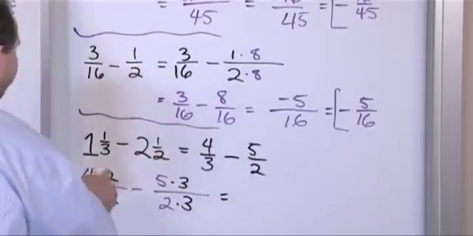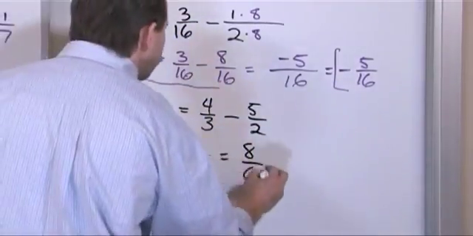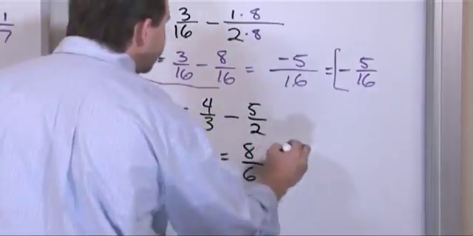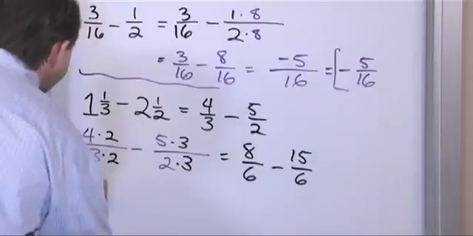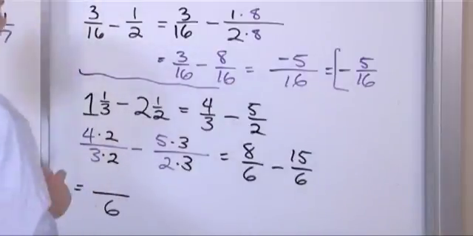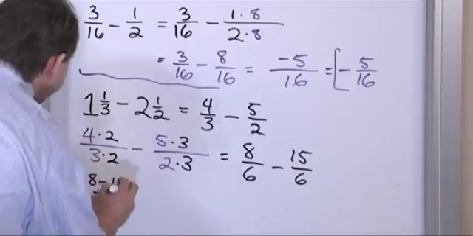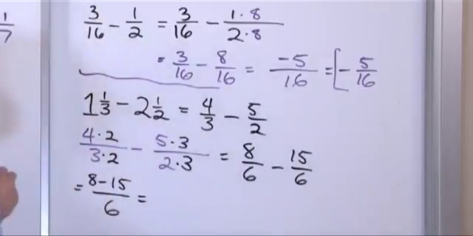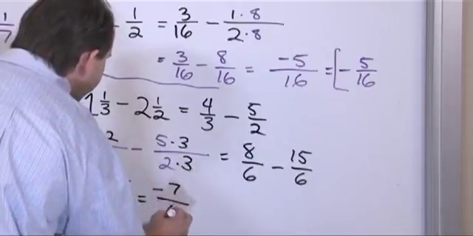So 4 times 2 is 8, 8 over 6, minus 3 times 5 is 15 over 6. So ultimately the answer is going to be over 6. That's my common denominator. What is 8 minus 15? Let me write it down like this so you can see what we're doing. 8 minus 15. So you're going to get a negative number. What's it going to be? It's going to be negative 7 over 6.